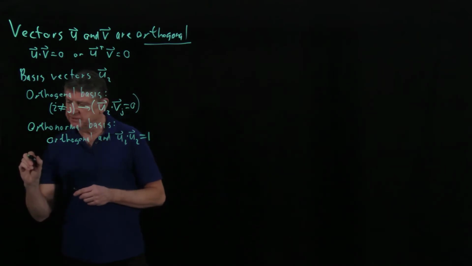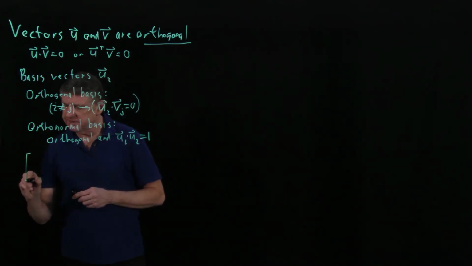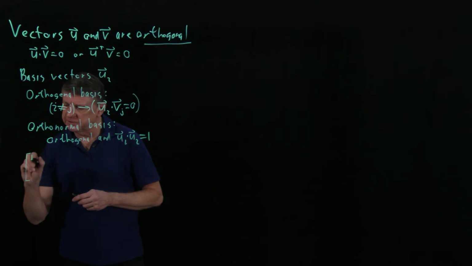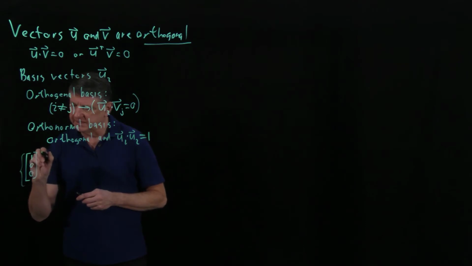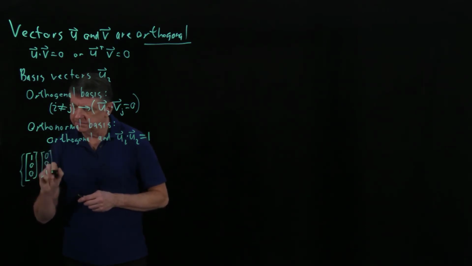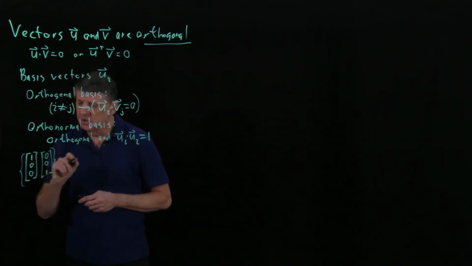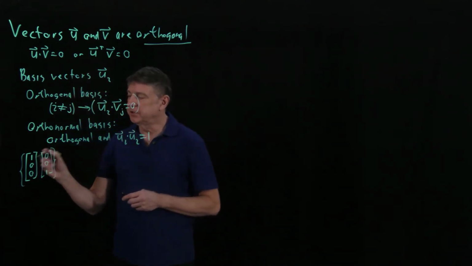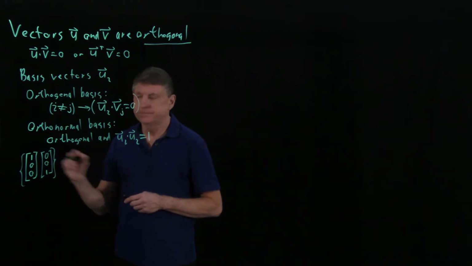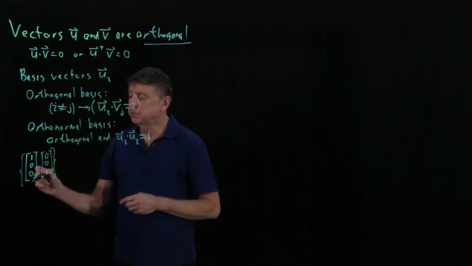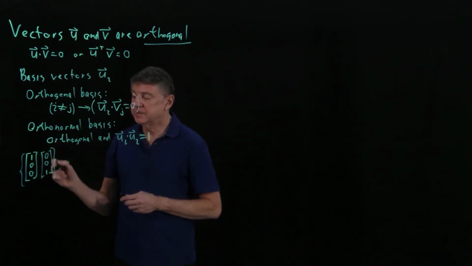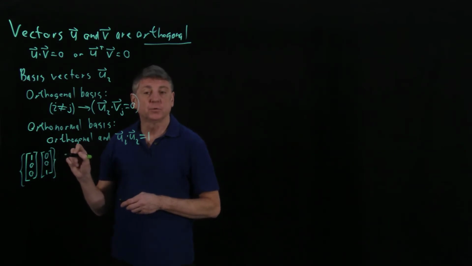Suppose that we're given some size 3 vectors. Suppose that the first one is 1, 0, 0, and the second in our set is 0, 0, 1. We can see immediately that the dot product of these is 0, and the dot product of this with itself is 1, and this with itself is 1. So this is an orthonormal basis.